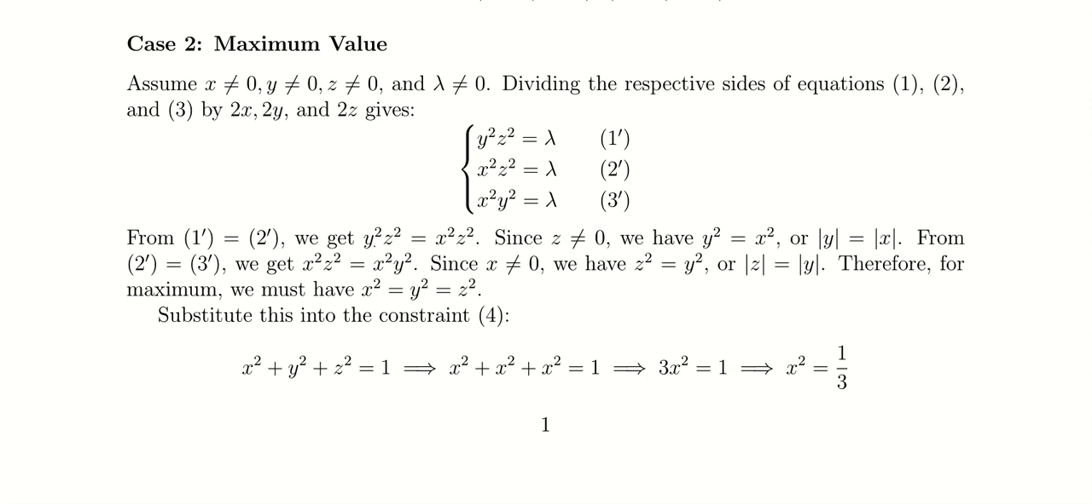Now, when we set the first two equations equal to each other, we can cancel out the z squares because z is not equal to 0, and we're allowed to divide by something that is not equal to 0. That means that we get y² is equal to x², and if we take the square root of both sides, we get the absolute value of y is equal to the absolute value of x. Similarly, if you set the second and third equation equal to each other, we can divide both sides by x², take the square root, and get the absolute value of z is equal to the absolute value of y. So basically what you have is that all of these are going to be equal.